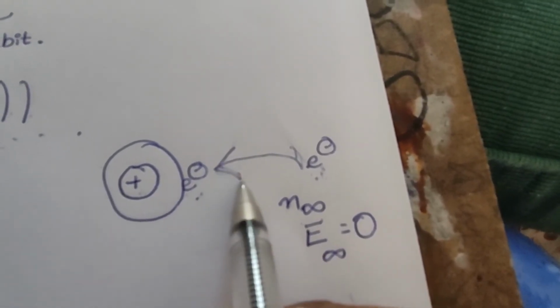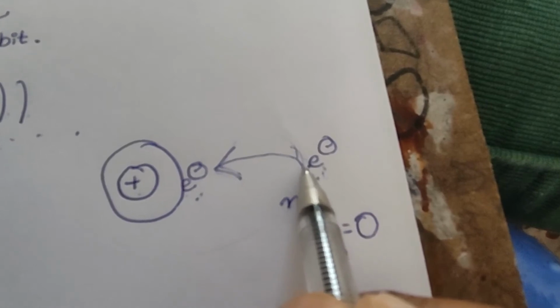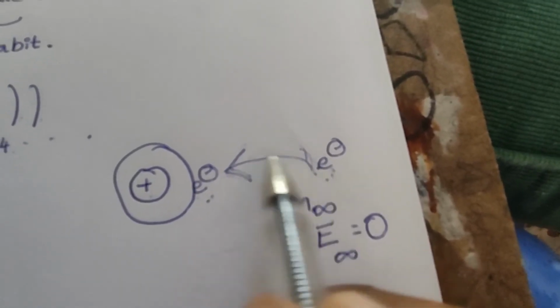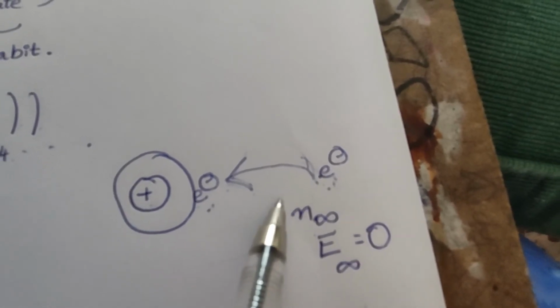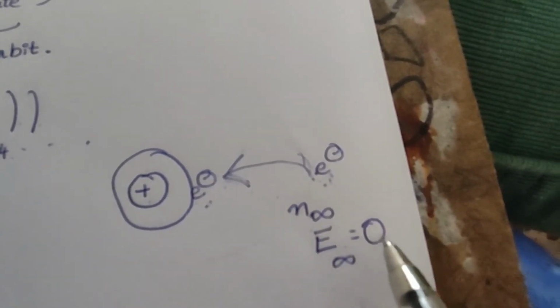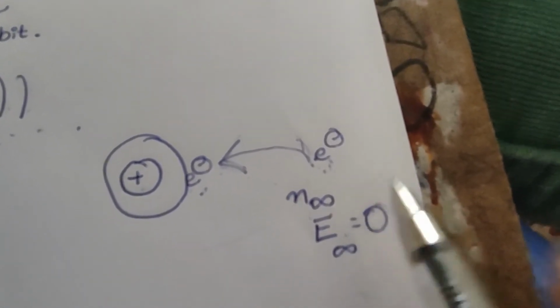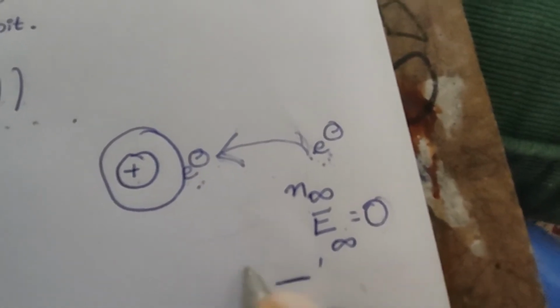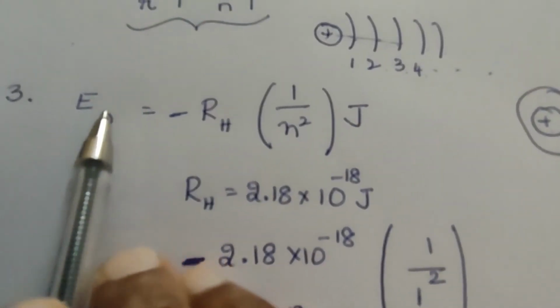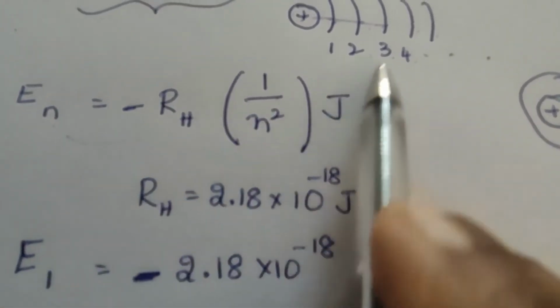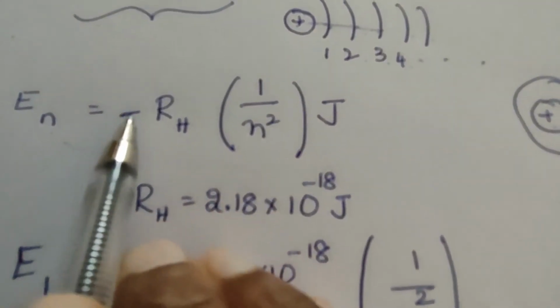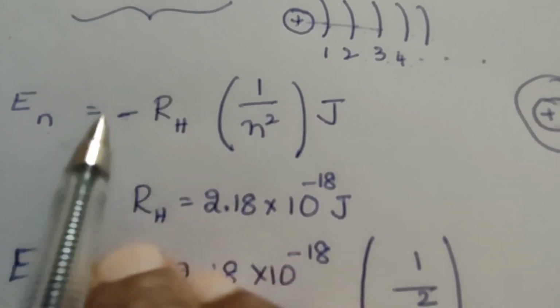According to one of these postulates, when an electron moves from a higher energy state to a lower energy state, it should decrease its energy. So anything below zero means it should acquire a negative value. So we are giving the energy of the electron present in these stationary states as negative. These are the two formulas.